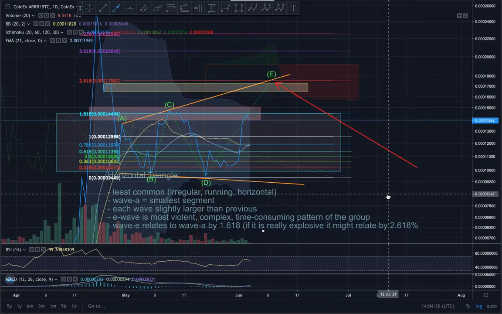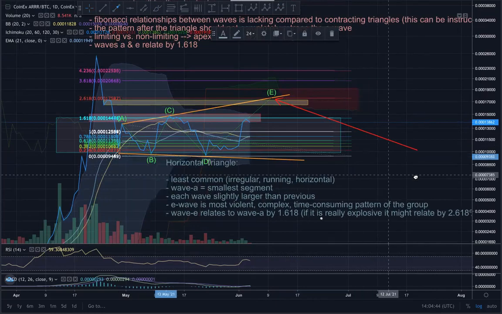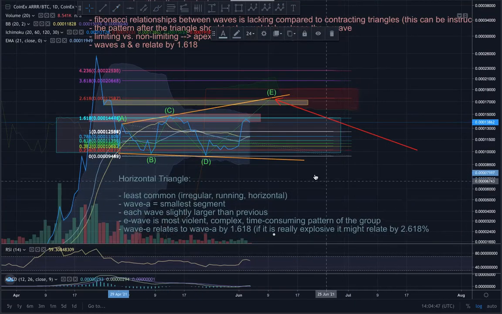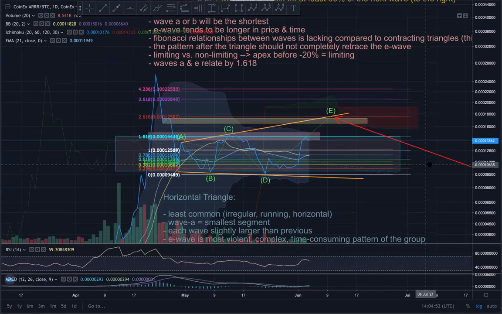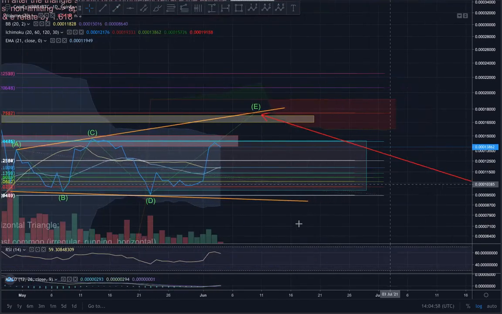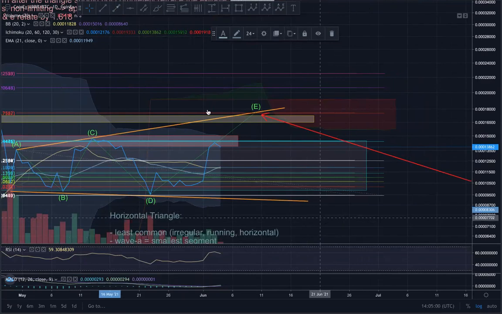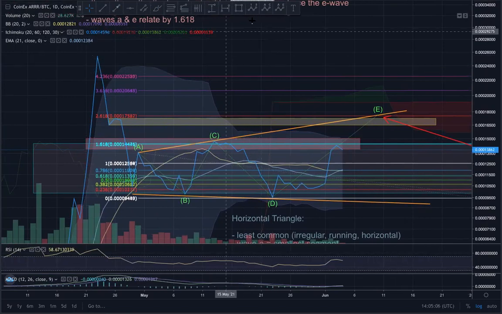This is kind of what we're thinking right now. Wow. But I'm going to give one more argument why this could be investigated further for its trueness of expanding triangle action. And that would be this idea. A triangle is made up of 5 segments. It's called A, B, C, D, and E.